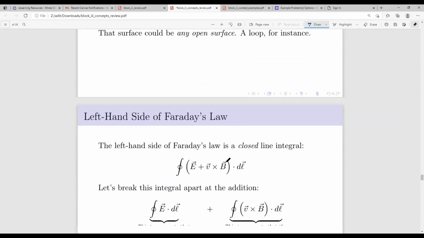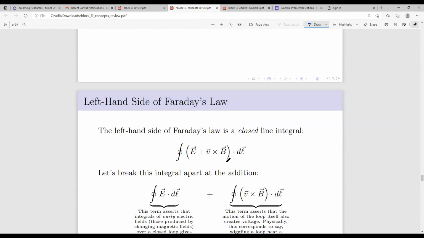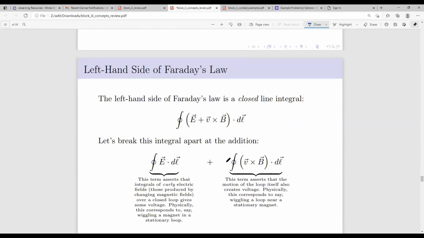Now, the left-hand side of Faraday's law is a little bit less useful for Phys 2 purposes, but we can still look at it and it's still instructive. It's a closed line integral, kind of like Ampere's law. Ampere's law is also a closed line integral, because in Ampere's law we had the closed line integral of B dot dl. Faraday's law is a little bit more than that. It has the closed line integral of just the E field dotted with dl, and then there's the V cross B term, the velocity crossed with the B field.